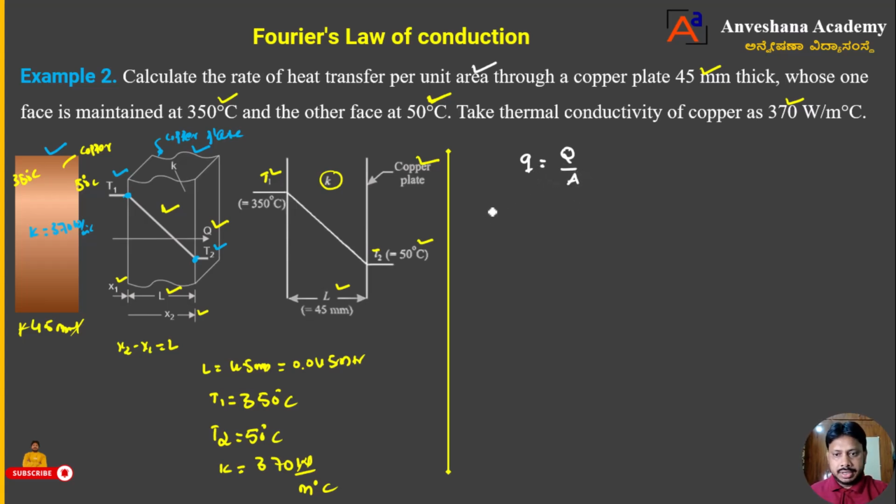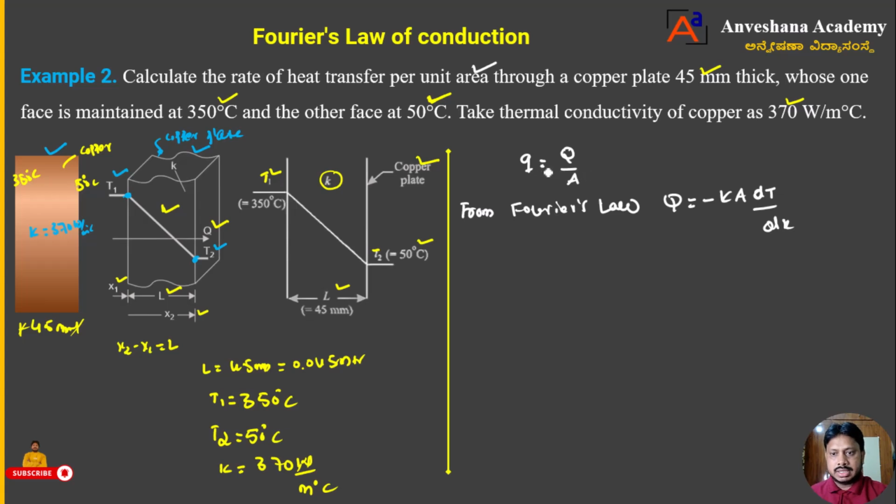So now we know from Fourier's law the conduction equation. What is that conduction equation? Capital Q is equal to minus K A into dT by dx, dear students. Okay, so what is dT? Change in temperature.